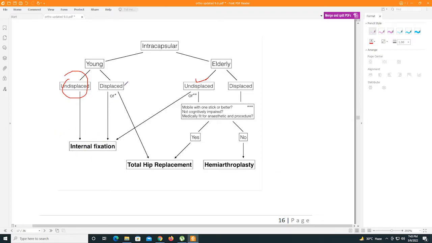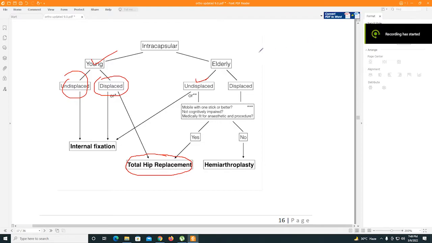But if the fracture is displaced in a young patient, and the patient who is very much mobile, who leads an independent life, you have to provide them with total hip replacement, because if you do half of the surgery, the patient will again come to you some years later with pain due to osteoarthritis. So to prevent that, you have to replace every part.